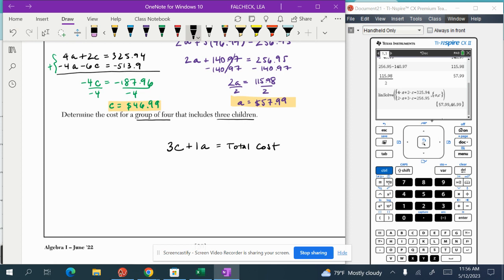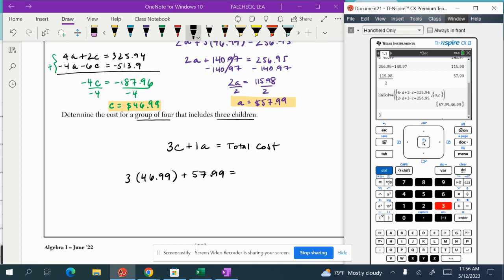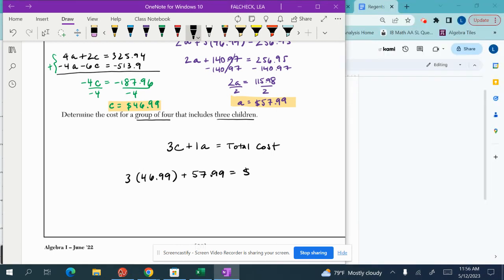Okay. So now I'm just going to substitute my known values in. 3 times C, which is going to be 3 times 46.99 plus 57.99. And that should equal, I don't know, let's find out. 3 times 46.99 plus 57.99 should be 198.96. That sounds like an expensive day.